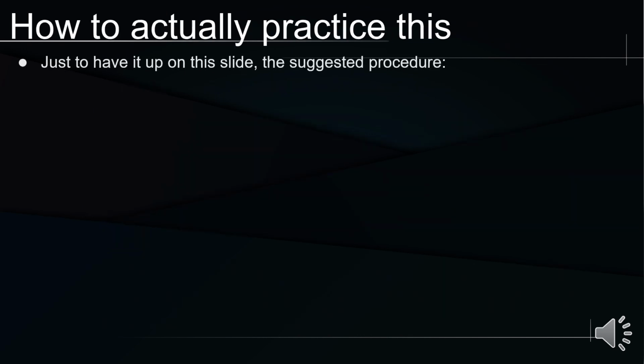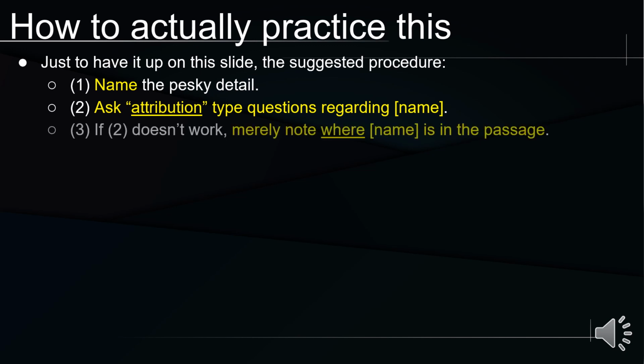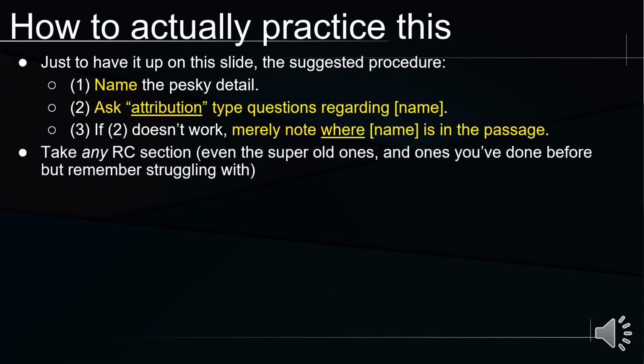So how do you actually practice this task? Well, this is the suggestion that I have. And so again, just to have it up on this slide, here's the procedure that we just talked about. Step one, name that pesky detail, whatever it is causing the brain melt. Once you've done that, ask attribution type questions regarding that detail. And finally, if step two didn't work, merely note where that detail is in the passage. So to practice this procedure, pick any RC section, even the super old ones, and even including ones that you've done before, or remember struggling with.